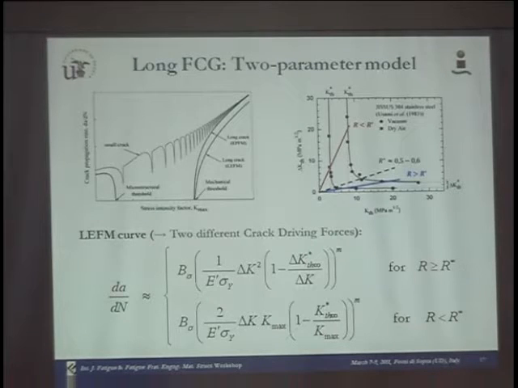I took the Smith-Watson-Topper parameter, I did the mathematics and I found that it should be delta K to the power multiplied by K max to the power. It means I didn't do anything innovative, because Smith-Watson-Topper's parameter is also very much an empirical one. But that's what I did.